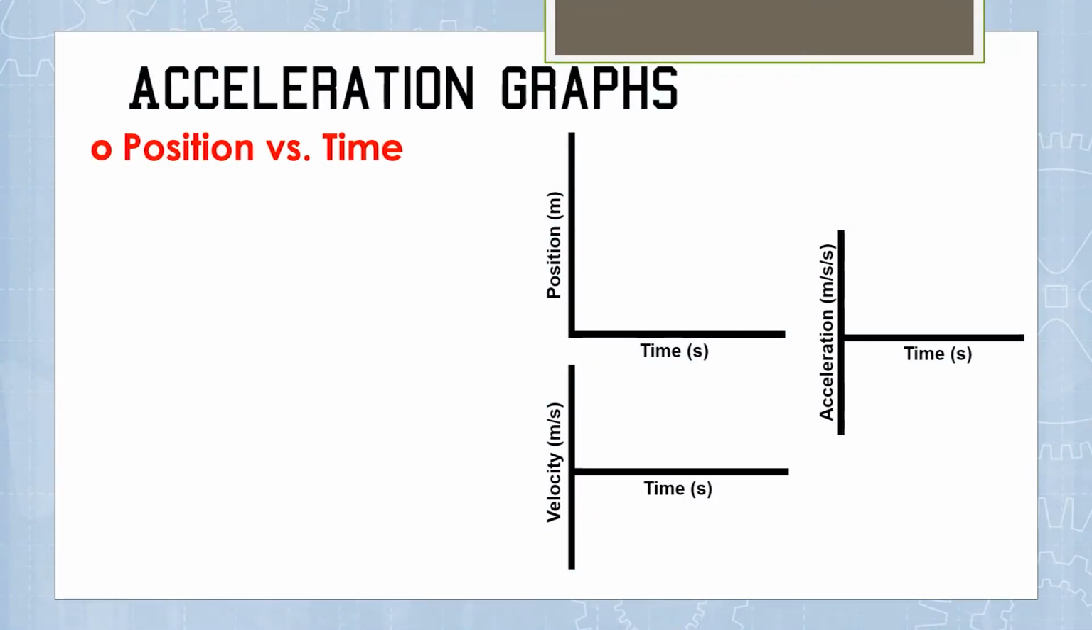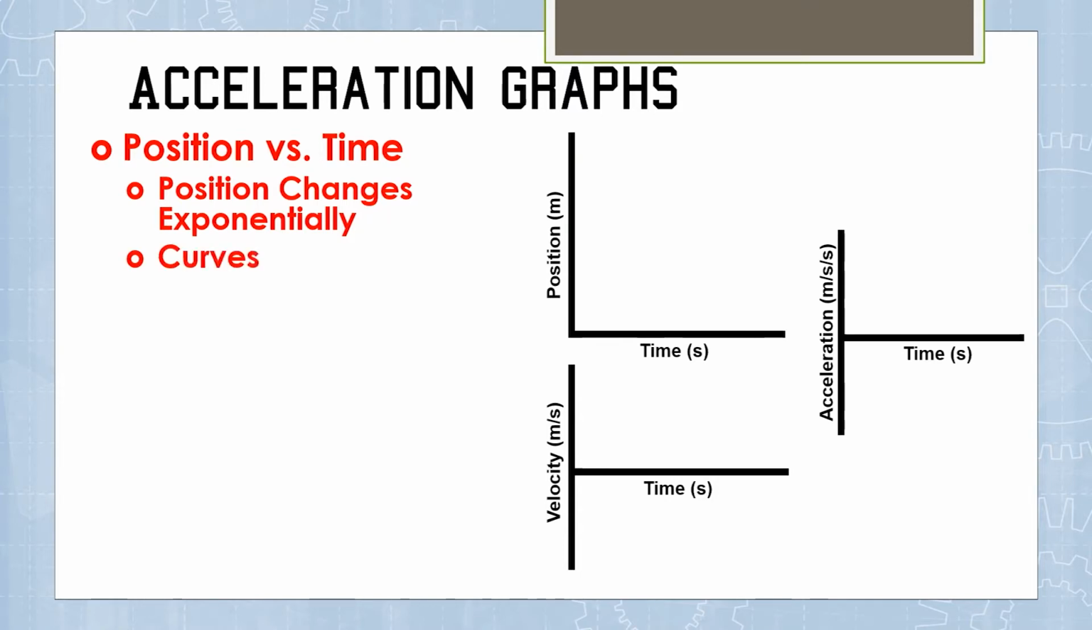We can explore the others by looking at our position, velocity, and acceleration versus time graph. If I'm speeding up or slowing down, if I'm accelerating, my position changes exponentially, which means it changes at a faster rate than time changes. This is why we get these curves. The slope of my position versus time graph represents my velocity. So here I'm going from a shallow slope to a steep slope. I'm speeding up and I'm going in a forward direction.